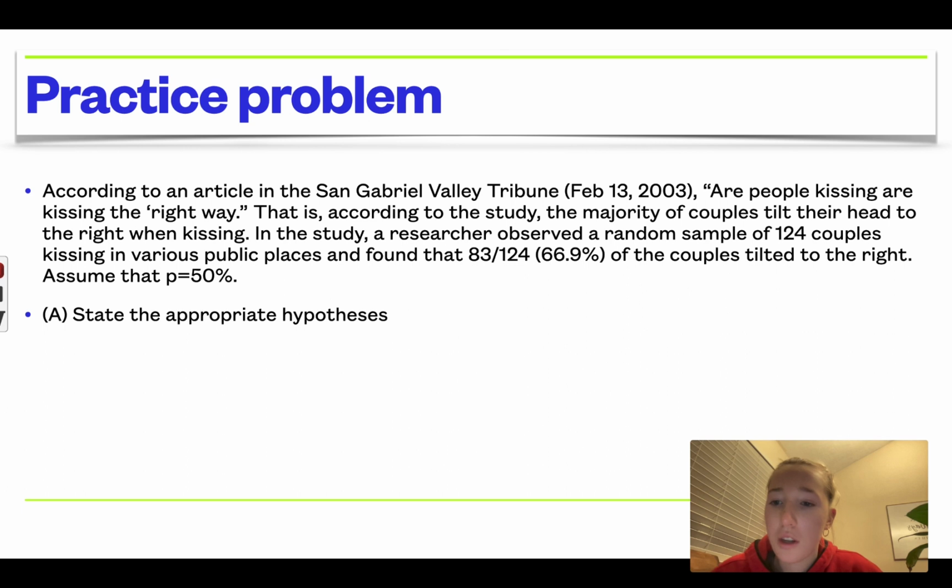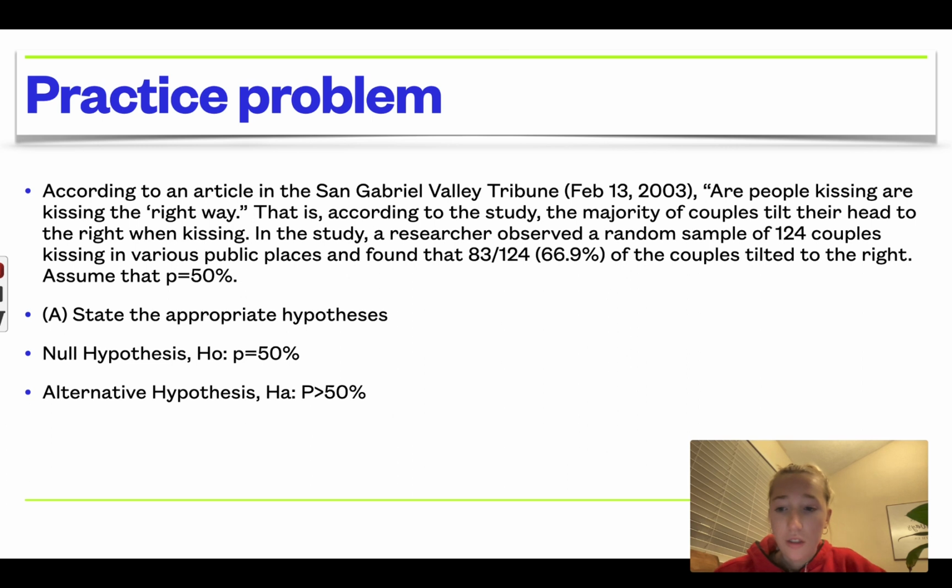So our first question is, state the appropriate hypotheses. To do that, you're going to want to start with your null hypothesis, which is what you expect it to be. So that's going to be P, or proportion of the population, is equal to 50% who tilt their head to the right. And then our alternative hypothesis is going to be what we want it to be, which is proportion is greater than 50%.